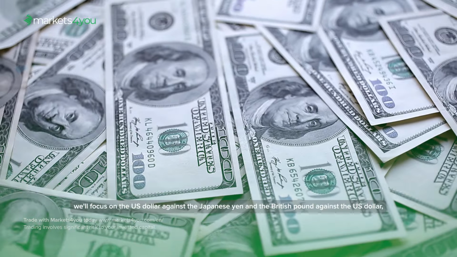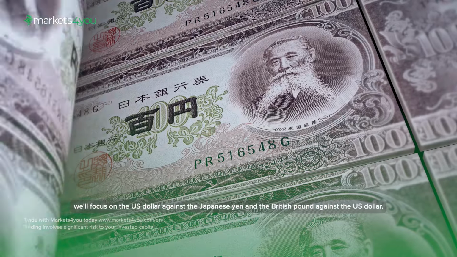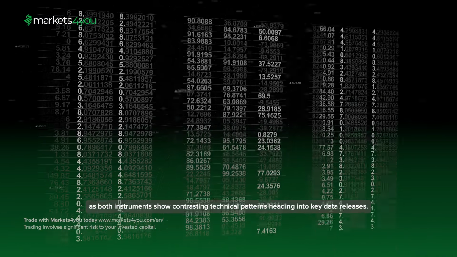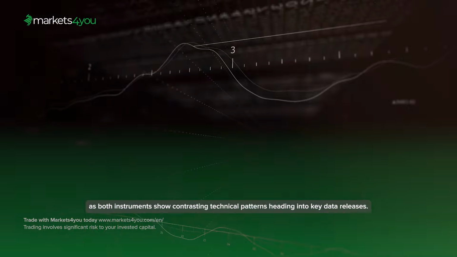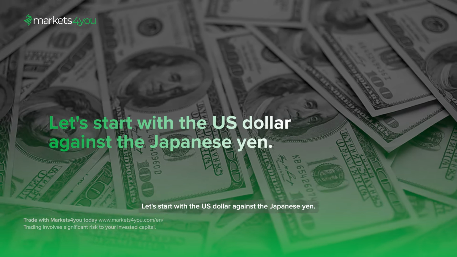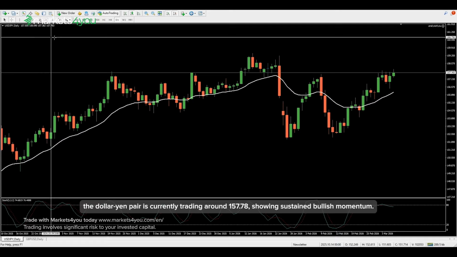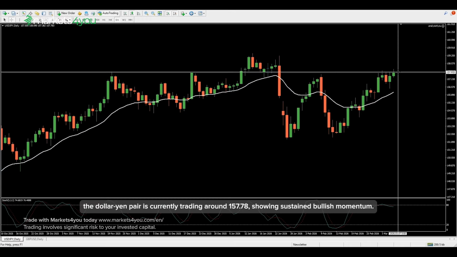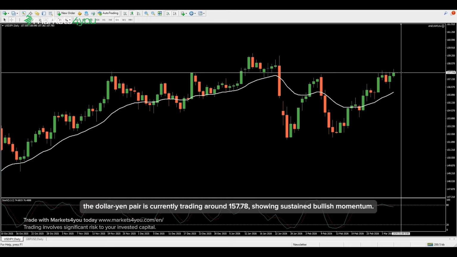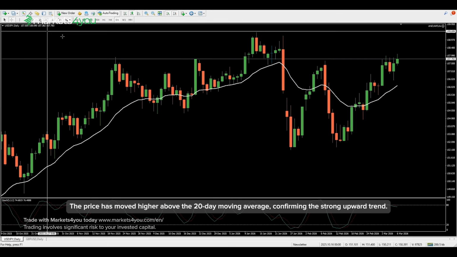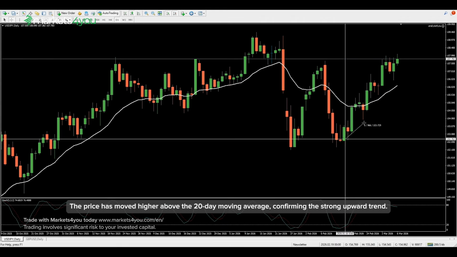This week, we'll focus on the US dollar against the Japanese yen and the British pound against the US dollar, as both instruments show contrasting technical patterns heading into key data releases. Let's start with the US dollar against the Japanese yen. Looking at the daily chart, the dollar-yen pair is currently trading around 157.78, showing sustained bullish momentum. The price has moved higher above the 20-day moving average, confirming the strong upward trend.